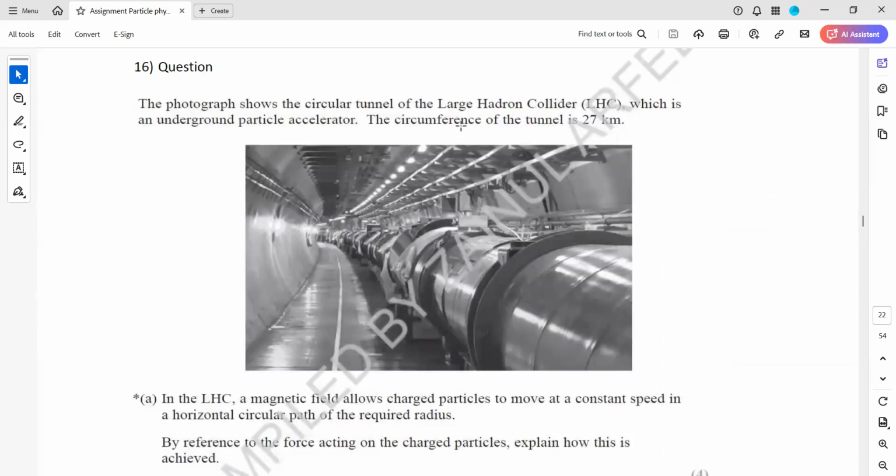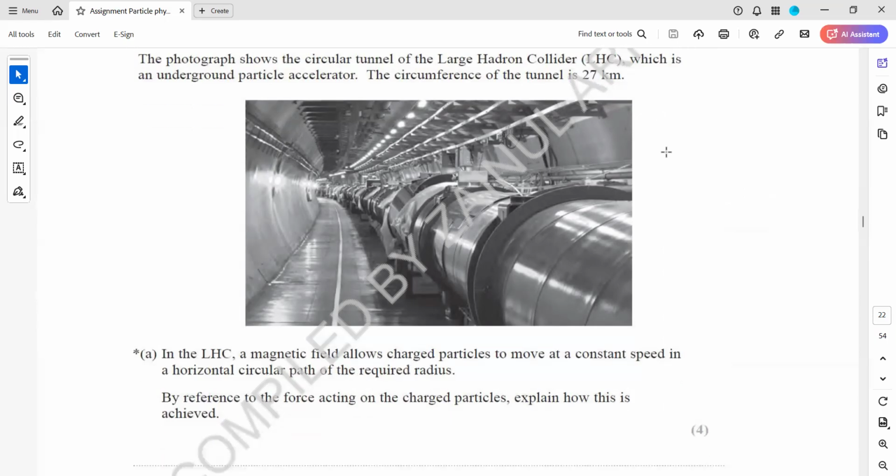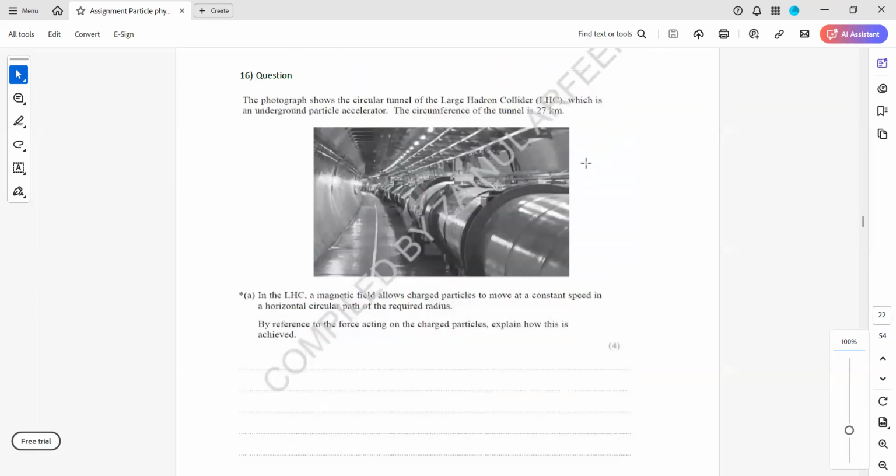Question 16. The photograph shows a circular tunnel in the Large Hadron Collider, which is an underground particle accelerator. The circumference of the tunnel is 27 kilometers. In the Large Hadron Collider, a magnetic field allows the charged particle to move at a constant speed in a horizontal circular path of a required radius. By reference to the forces acting on the charged particle, explain how this is achieved. First thing, whenever you want to move something in a circular path, the force should direct towards the center.